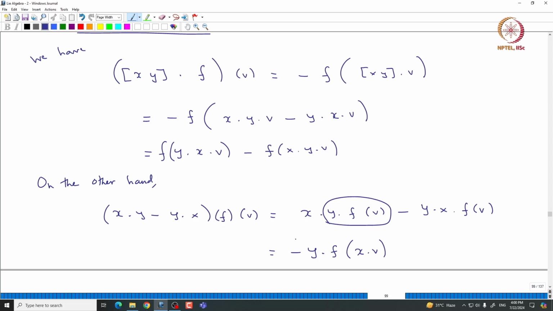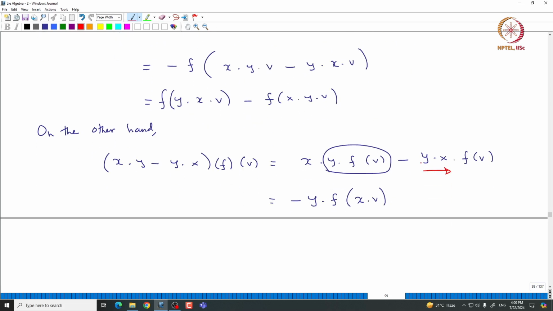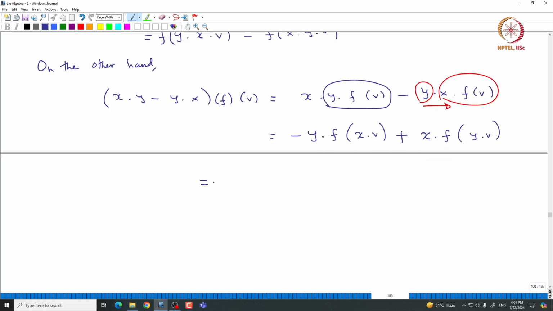This is the order in which we are going to apply it. First we have to apply y on this element, and then we have to apply the other. So this gives you minus, then it becomes plus, and this gives you x dot F of y dot V. Then if you apply one more time, this exactly gives you F of y dot x dot V minus F of x dot y dot V.